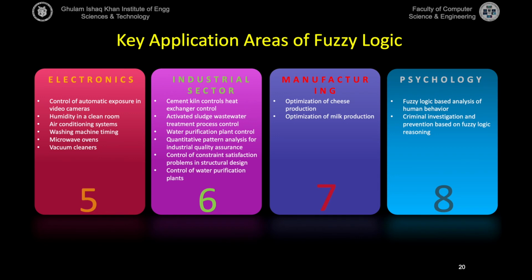Then they are used in the industrial sector, where cement kiln controls, heat exchange controls, activated sludge wastewater treatment process control, water purification plant control, quantitative pattern analysis for industrial quality assurance, control of constraint satisfaction problems in structural design, as well as for control of water purification plants.